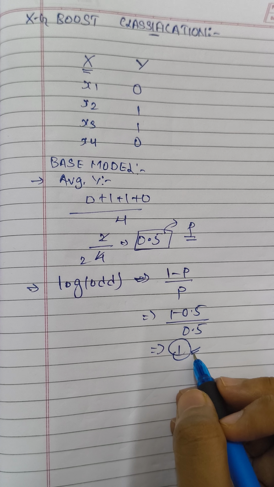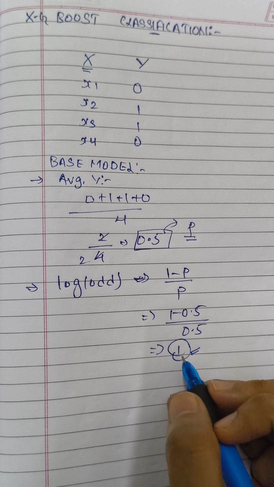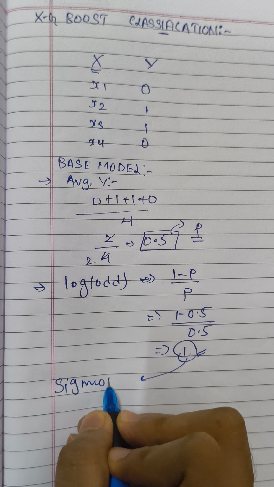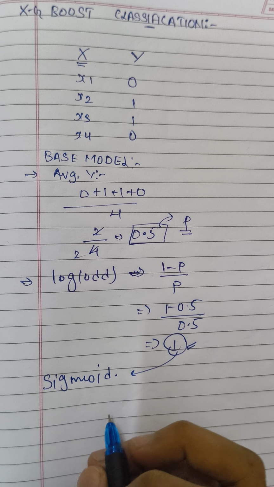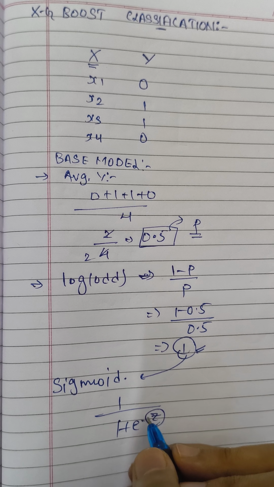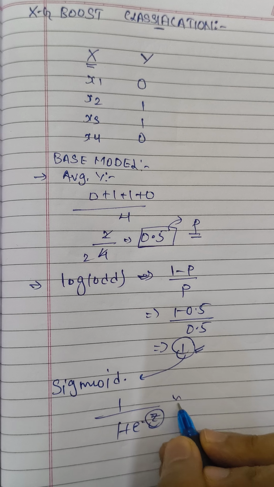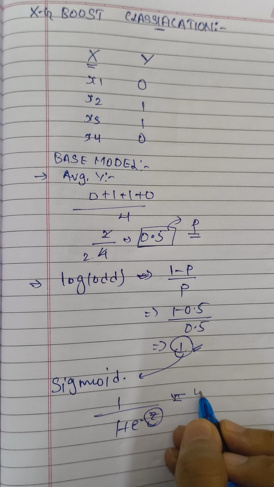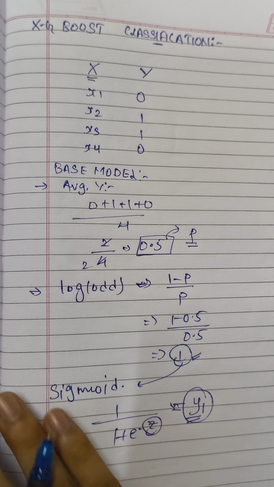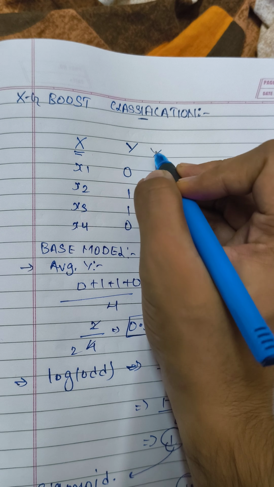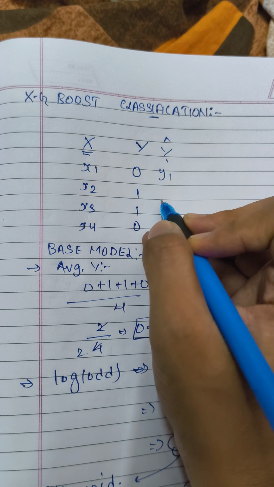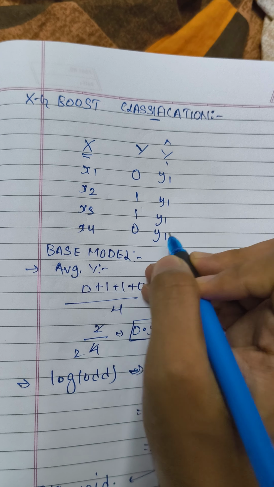Now the value which we get in the log of odds, we substitute in the sigmoid function to get the final prediction of our base model. What is the sigmoid function? It is 1 upon 1 plus e raised to power minus z. So in place of z I will substitute it, and suppose I am getting some value y1. This is my prediction from my base model, so I will write it here. And we know that the base model prediction is the same for all the values, so y1, y1, y1 and y1.